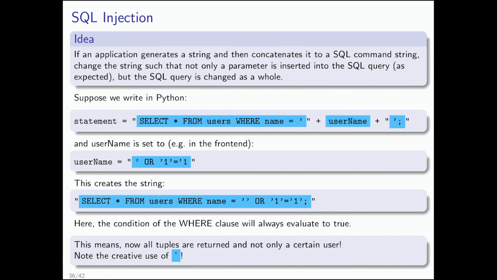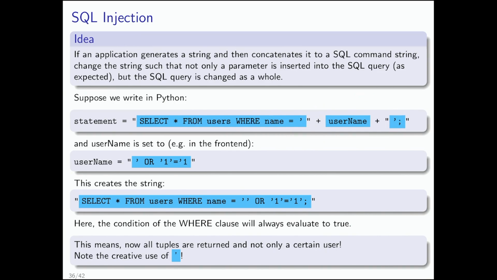What I mean by that: suppose we write in Python something like this. We construct a statement we want to send to the database. So this is in the world where there's no ORM. We have an application in Python that sends SQL queries back and forth, and you want to do a filter like that. You want everybody from the users table where the name equals something that's in the variable username. That's basically how you create the statement.